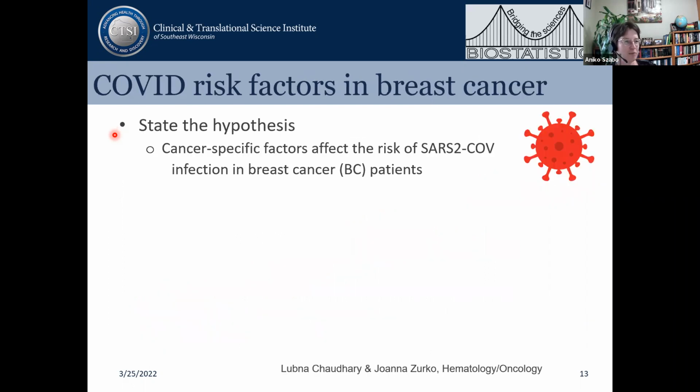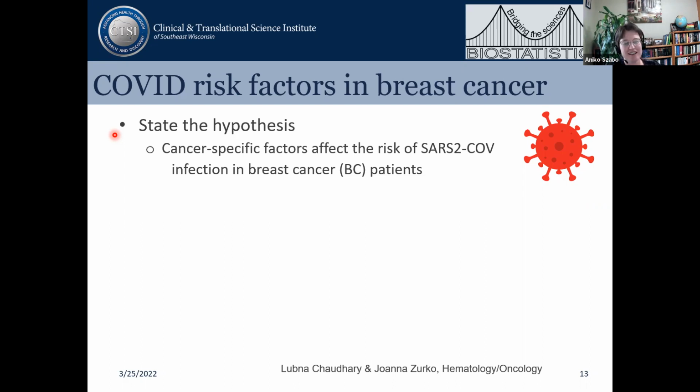So my next example will actually be a case control study, I promise. This was a study of COVID risk factors in breast cancer that we did about 2 years ago with Dr. Chaudhary and Zurko from hematology oncology. We started designing it in summer 2020, when COVID was still relatively new.